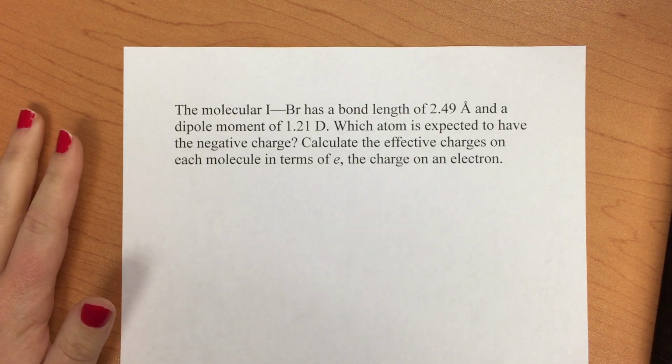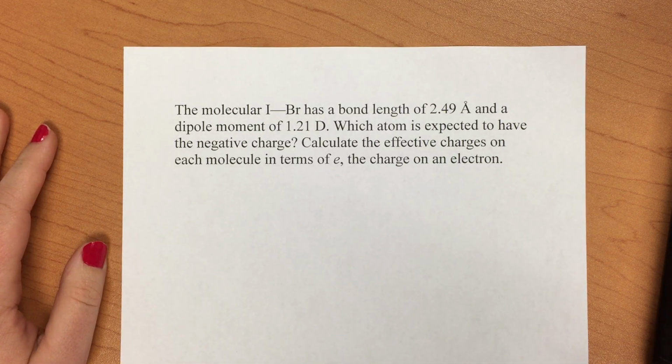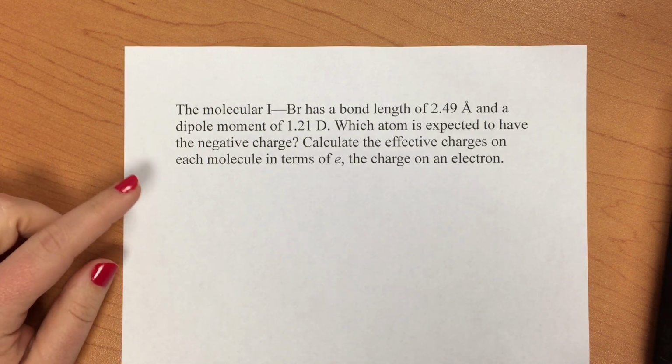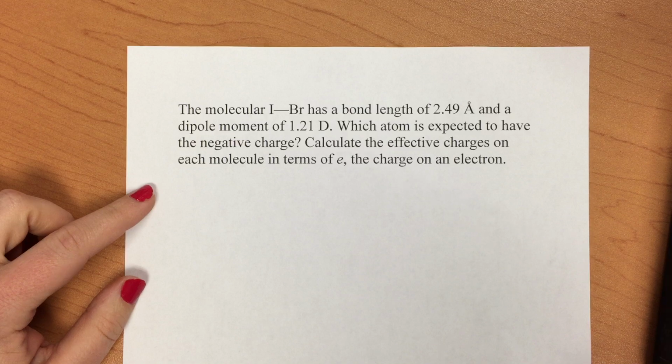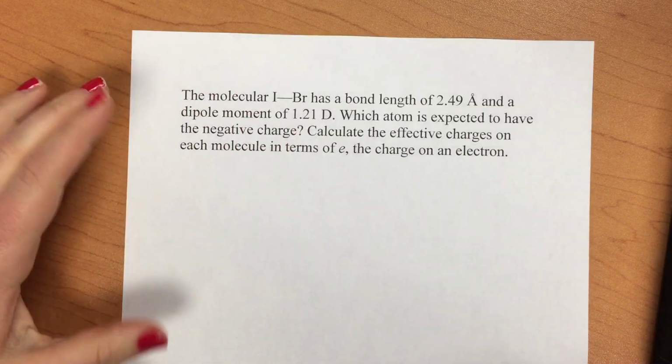The molecule IBr has a bond length of 2.49 angstroms and a dipole moment of 1.21 debye. Which atom is expected to have the negative charge? And we want to calculate the effective charges on each atom in terms of e, which is the charge on an electron.